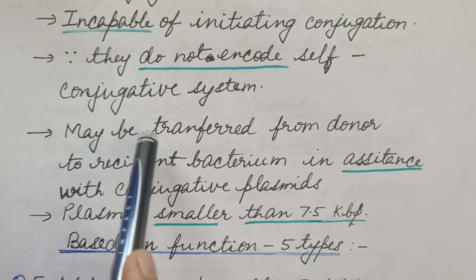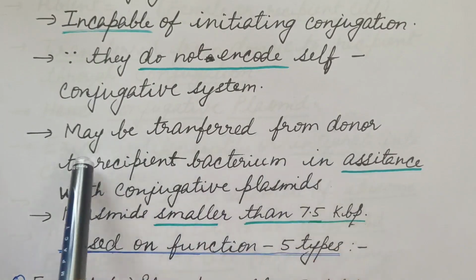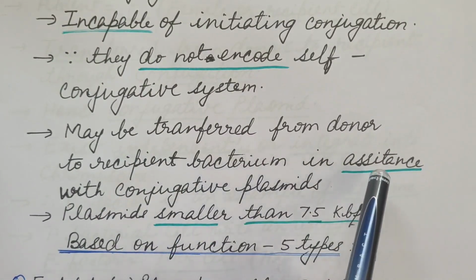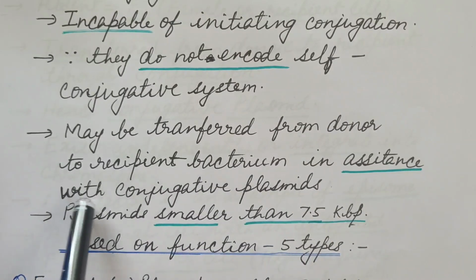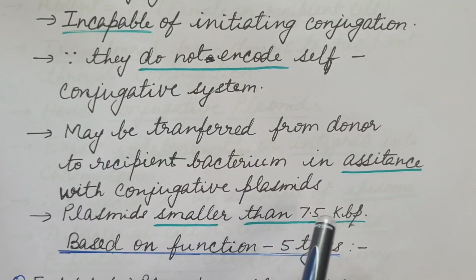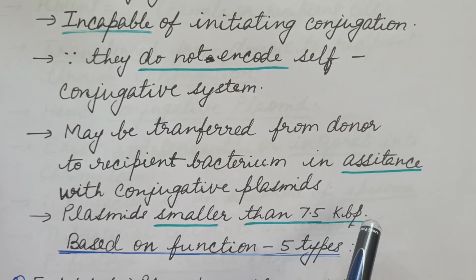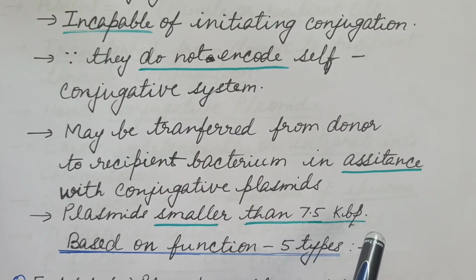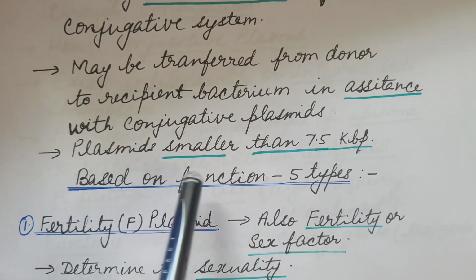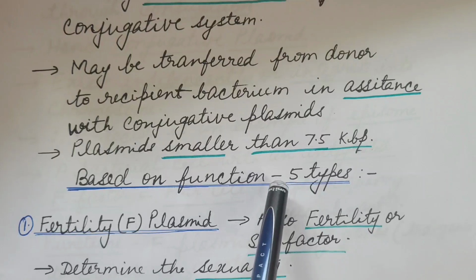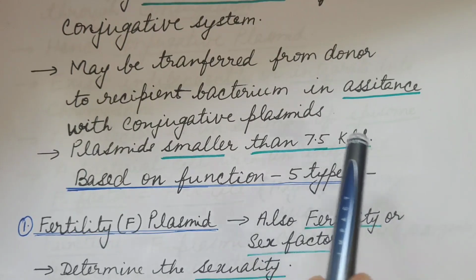Hence, these may be transferred from donor to recipient bacterium in assistance with conjugative plasmids. Plasmids smaller than 7.5 kilobase pair are often non-conjugative plasmids. Now, types of plasmids based on function. On the basis of this, these are of 5 types.